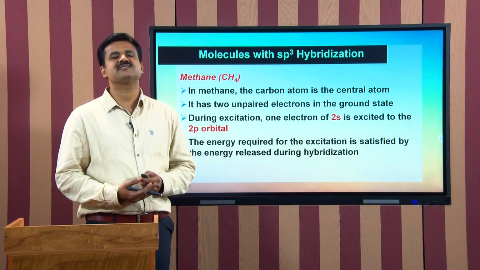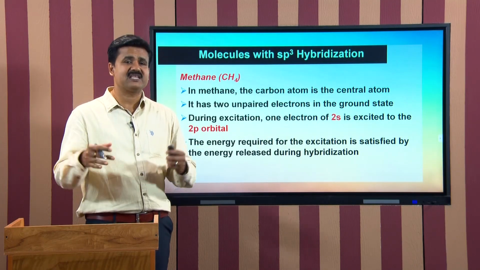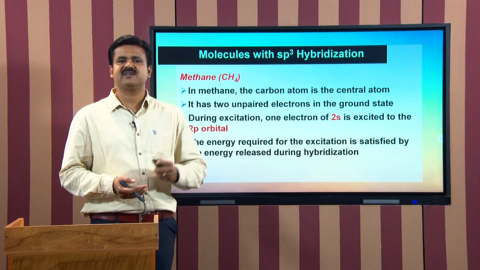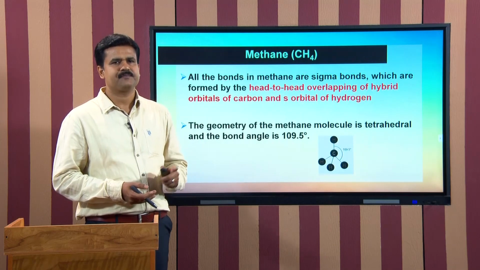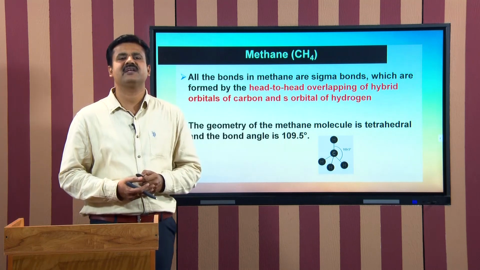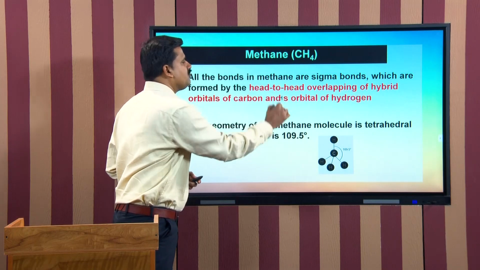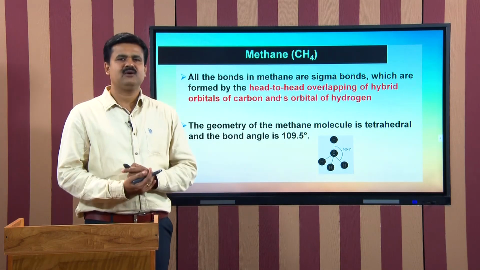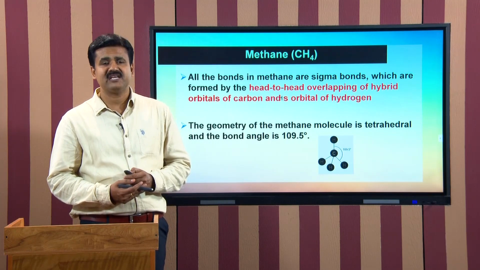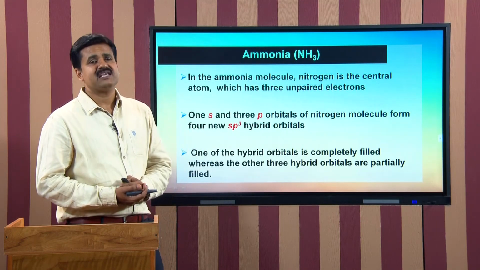As I mentioned in the case of the CH4 molecule, one of the electrons from 2s is excited to the 2p orbital. So there are 4 unpaired electrons in the excited state. The energy required for the excitation is satisfied by the energy released during hybridization. All the bonds in methane are sigma bonds, formed by head-to-head or end-to-end overlap of hybrid orbitals of carbon with the 1s orbital of the hydrogen atom. The geometry of the methane molecule is tetrahedral with a bond angle of 109 degree 28 minute or 109.5 degree, as shown here.